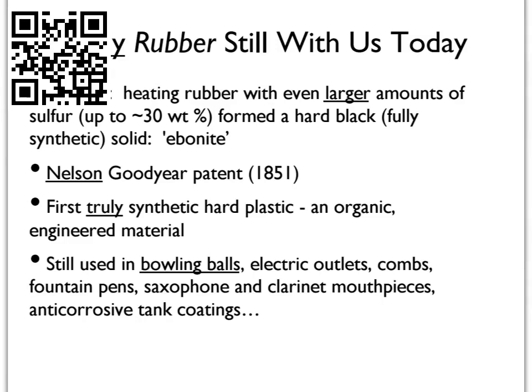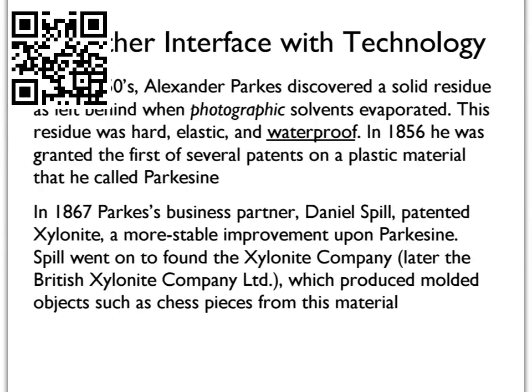So rubber, as you know, is kind of a soft, squishy thing, but this could be made into something that actually resisted a fair amount of stress. And it's still used today in bowling balls. All right, those ugly black bowling balls in the alley that aren't the pretty pink ones. Those are made from ebonite, the same sulfur plus rubber reaction that caused this whole area to begin with. Electric outlets, combs, fountain pens, saxophone and clarinet mouthpieces, anti-corrosive tank coatings. We still use this, and so it just shows you that something stays a long time once it's been discovered.